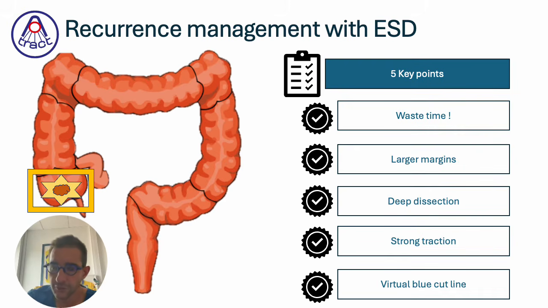So probably, if it is possible from an oncologic point of view, I mean, if you have the time, because it's not a cancer, it's better to waste time and to do the recurrence resection later, after 6 months, when the tissue becomes soft again. Taking larger margins is important, dissecting very deep, having a strong traction, and the virtual blue cut line, I will develop this point.